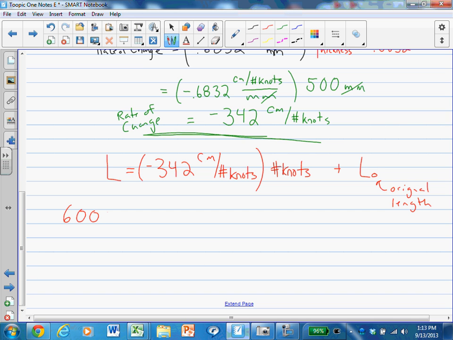So 6,000 centimeters equals minus 342 centimeters per number of knots times number of knots, which is going to be 4, right? It has 4 knots, plus L0. Now this L0 is what we want to find, so we're getting really close to getting our problem. So 4 times minus 342 is minus 1368.